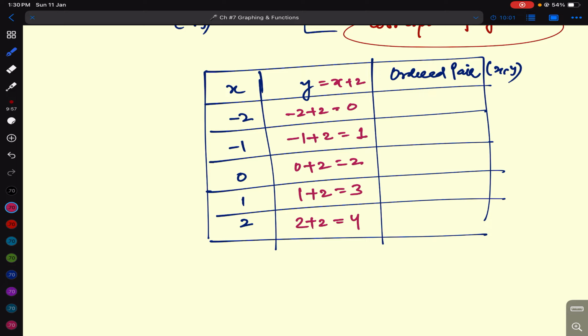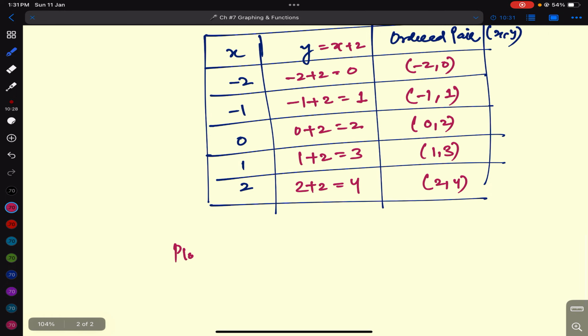So we have got the x and the y values. Now let's write them as ordered pairs. This is (-2, 0), where x is -2 and y is 0. Then we have x as -1 and y as 1, x as 0 and y as 2, x as 1 and y as 3, x as 2 and y as 4. So these are your 5 ordered pairs, or you can say the points on the coordinate plane corresponding to this given linear equation. Okay, so now the next step is to plot these points on the coordinate plane.